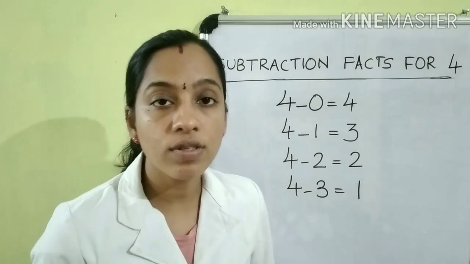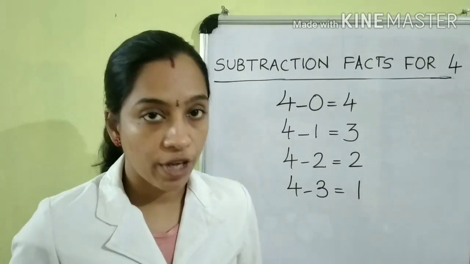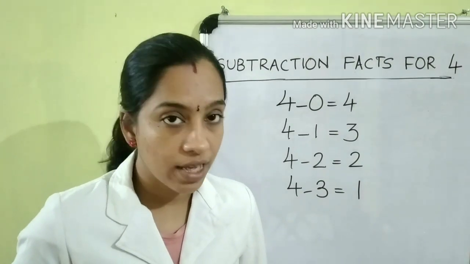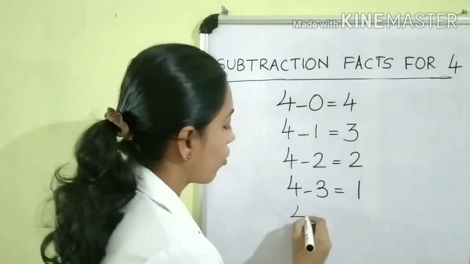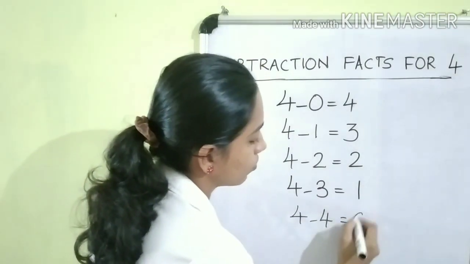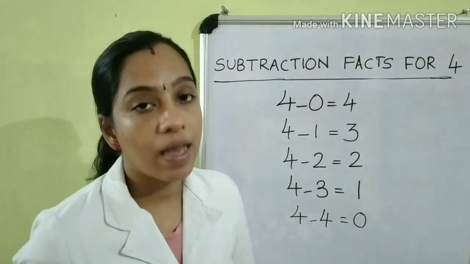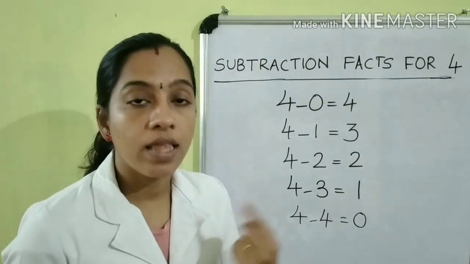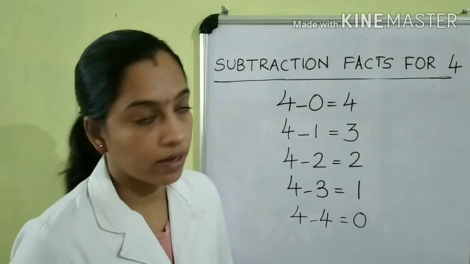Next, I have to subtract 4 from 4. We know 4 minus 4 is equal to 0. So we can write 4 minus 4 is equal to 0. See, now we get 5 subtraction facts. That is, the number 4 has 5 subtraction facts.